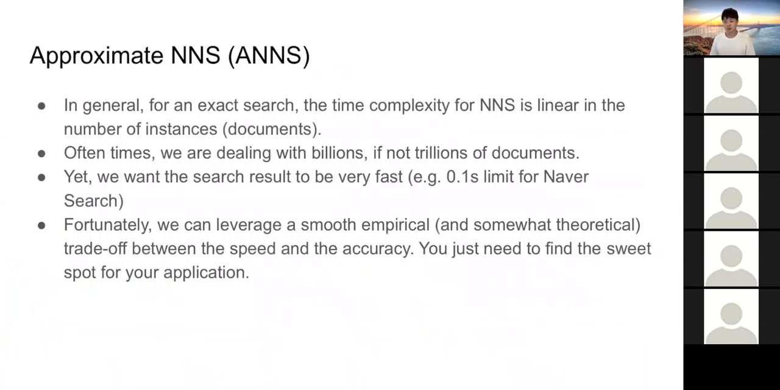So the inverted index itself is not an approximation. It can be exact and very fast. If you have very rare words, it can be super fast, almost time complexity of one. But in general, exact search will be very slow. It is linear in the number of instances, especially if you're dealing with dense vectors or with L2 distance. And because we're dealing with billions of documents, if not trillions, it's really hard to make the search really fast with a linear time algorithm. Therefore, we really have to think about how we can make this fast by sacrificing something.